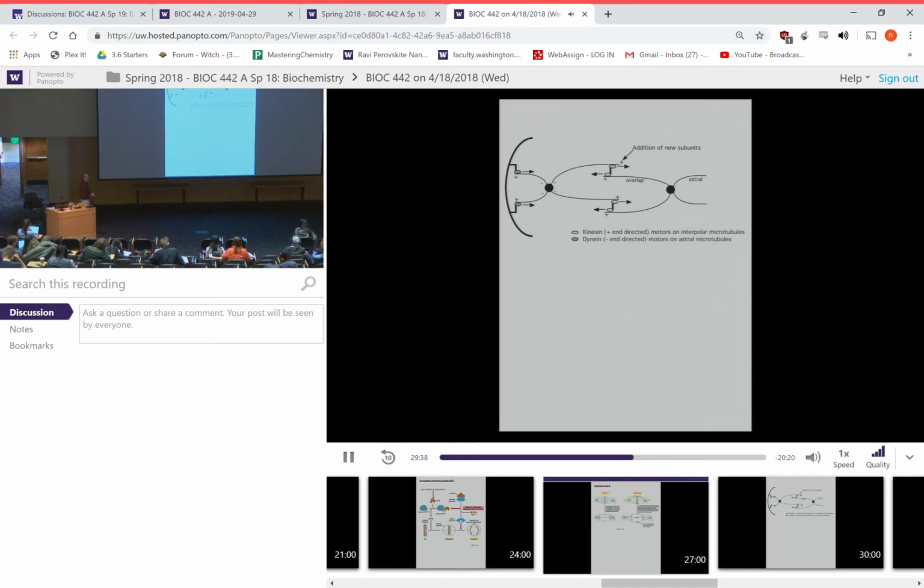Now, anaphase B is similar, or it also uses microtubules, but it's a somewhat different kind of motion, and it actually involves two things. Anaphase A is the movement of the chromosomes towards the poles. Anaphase B is the movement of the centrosomes apart. Okay, so think about it. It makes a lot of sense.